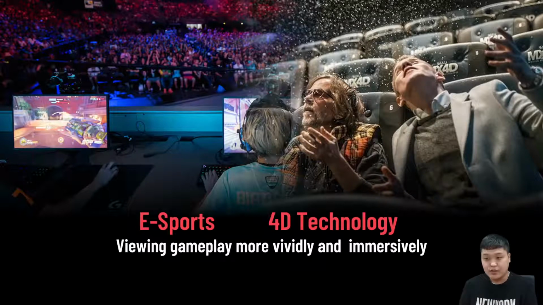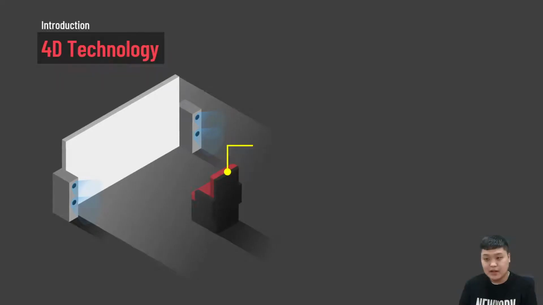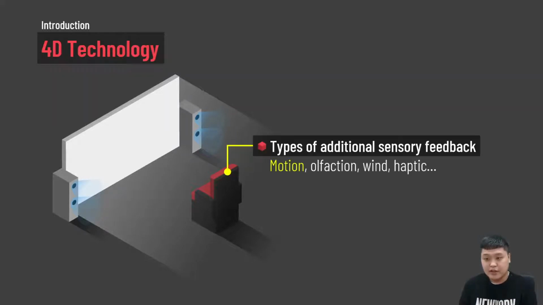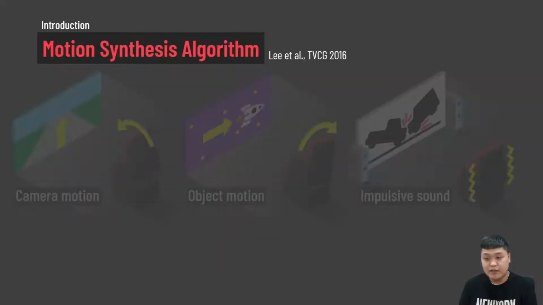In this work, we combined viewing gameplay and 4D technology using motion effects. Thanks to 4D technology, we can enjoy multimedia with various sensory feedback. For example, we can feel motion, olfaction, wind, and the like. We focused on motion effects, the major feedback of 4D applications. However, manual design of motion effects is very difficult and expensive.